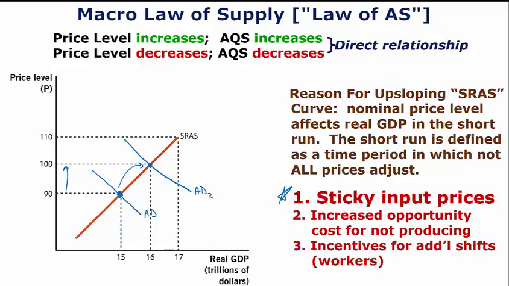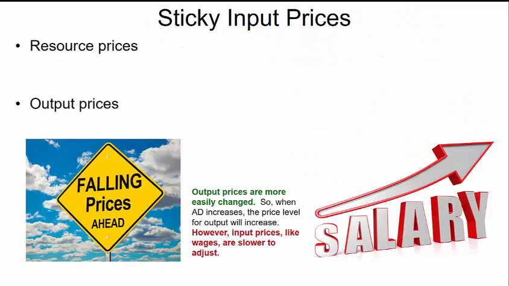Because sticky input prices exist, there's an increased opportunity cost for not producing, and businesses have incentives to hire additional workers so that they can meet the demand of that increased aggregate demand at the higher price level. Alright, so again, we'll explain sticky input prices here.